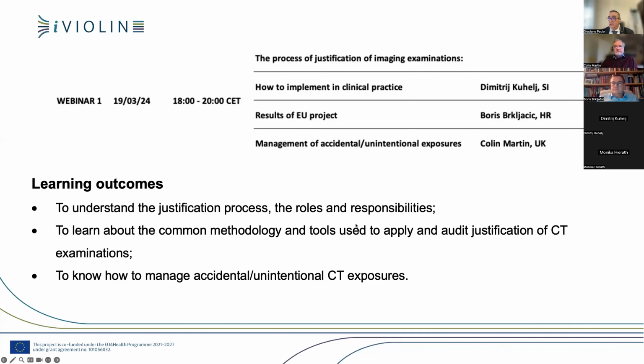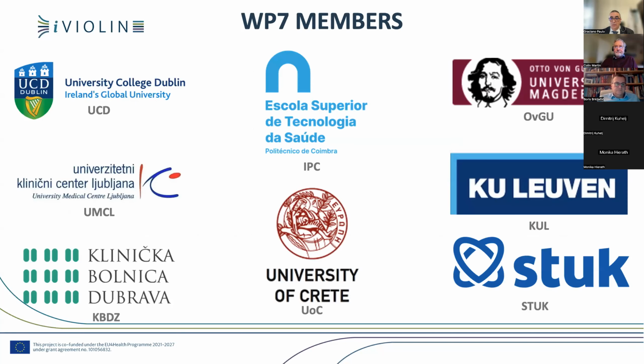For the webinar today, we have 3 main learning outcomes: to understand the justification process, the roles and responsibilities; to learn about the common methodology and tools used to apply and audit justification of CT examinations; and to know how to manage accidental and unintentional CT exposures. This is what we will be discussing in the next almost 2 hours.